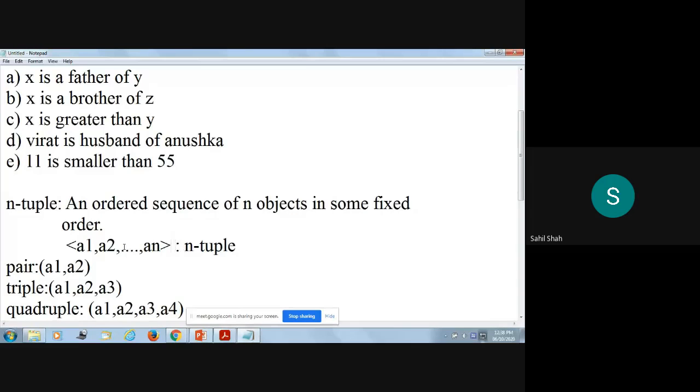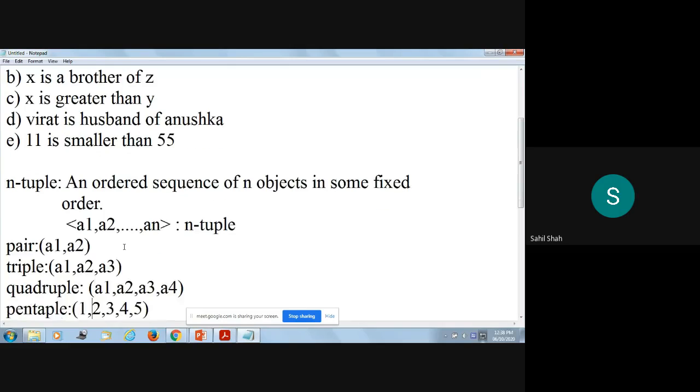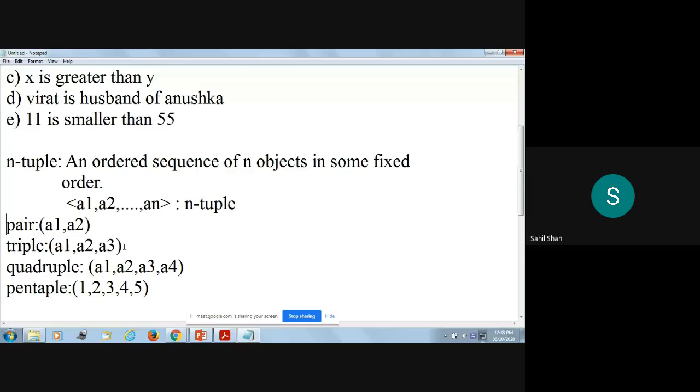You can use either angular braces or round brackets to denote relations. So if there are only two objects involved in my tuple, that particular tuple will be known as pair, that we are observing everywhere. Pairs, so a1, a2. See the sequence again. We have written a1 before a2. That doesn't mean that you can write a2 before a1. There is a difference.